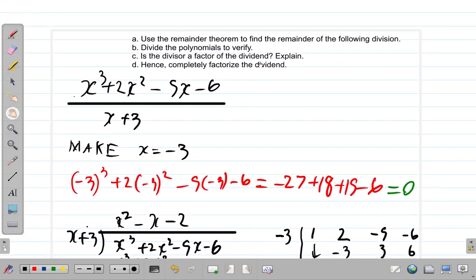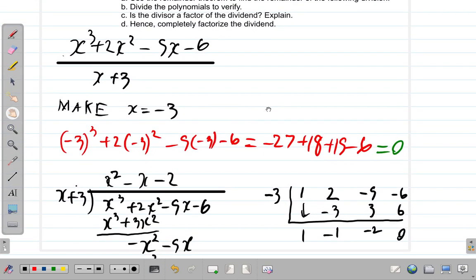Alright, is the divisor a factor of the dividend? Explain. It is. Why? Because the remainder is 0. Remember, if you divide 15 by 3, how many 3s do you have in 15? There are 5. Remainder is 0. 3 goes into 15 directly without leaving a remainder, so it is a factor.